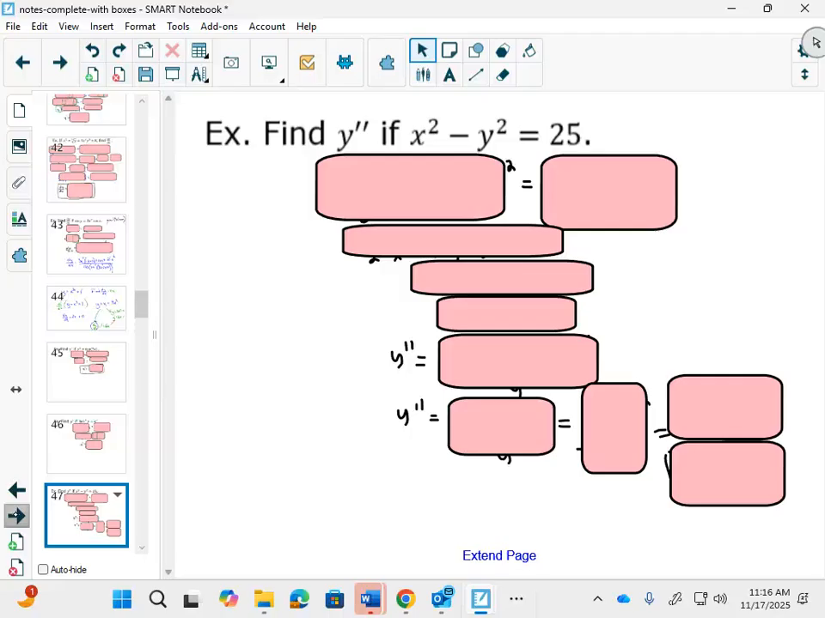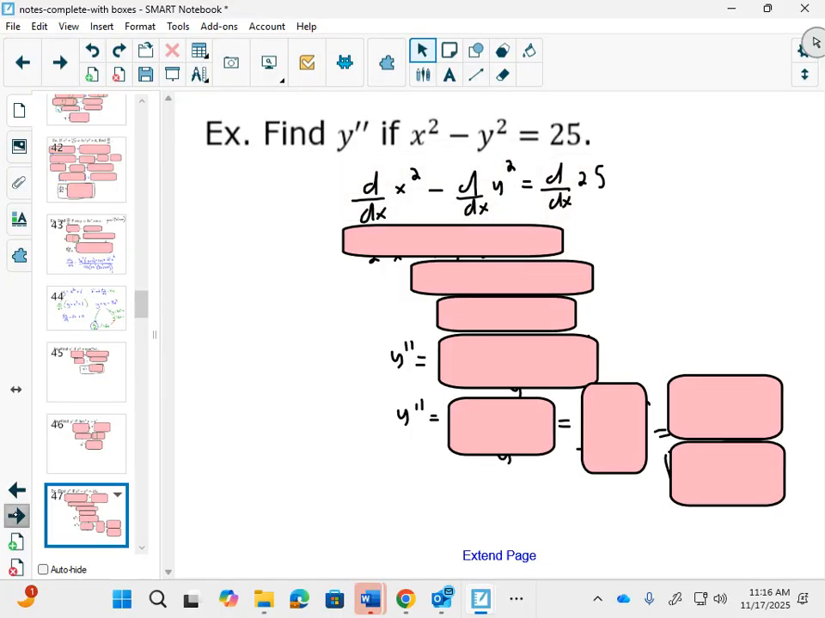But this would make a hyperbola. If you wanted to find y double prime, well, first you'd have to find y prime. So we take d dx of everything. Well, d dx of x squared will just be 2x. d dx of y squared will be 2y, but then because of the y, you'd have to include a dy dx, or y prime. And what is the derivative of 25? 0.